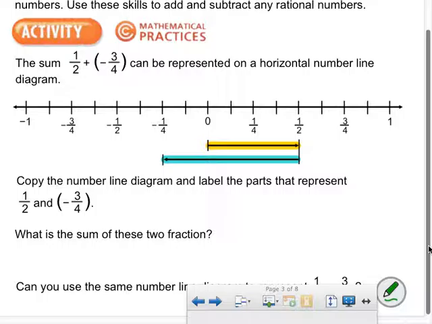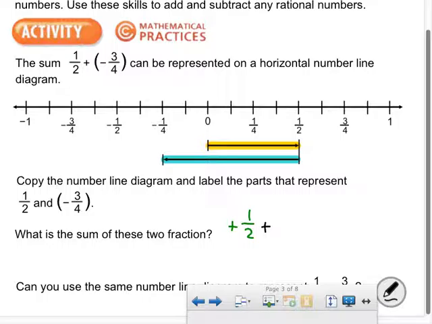Hopefully you had a chance to copy this number line. It doesn't have to be really pretty or perfect, but we need to think about this in the same way we thought about the warm-up. So first of all, we're going to find the sum of these two fractions. The first fraction, there's no sign with it, right? What's the sign going to be? Positive 1/2.